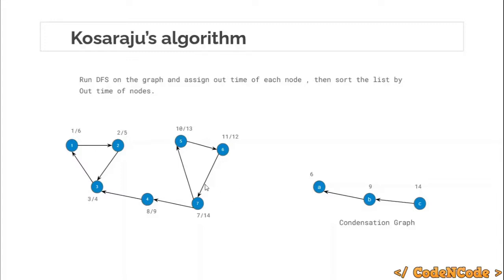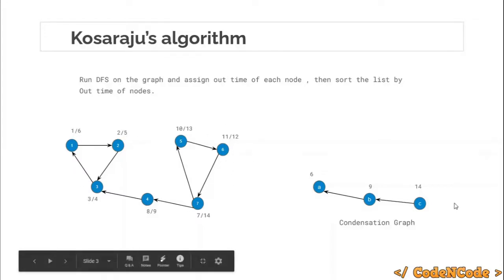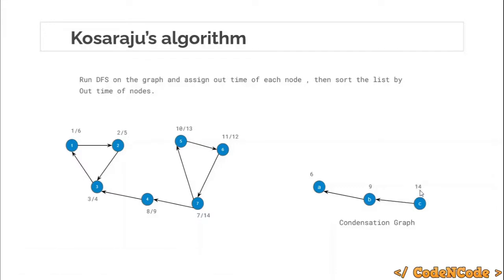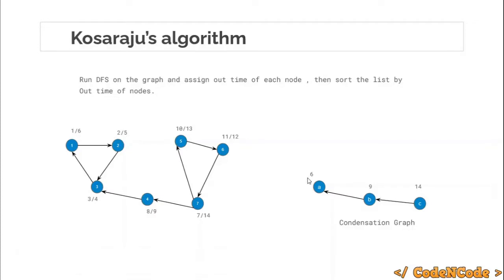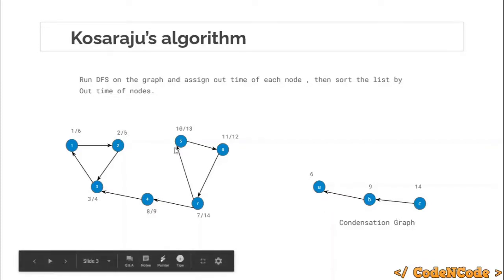When we left off, we knew that if we run DFS on the transposed graph, on the strongly connected component which has 0 in degree, then only the nodes of that strongly connected component will get traversed. For example, this is a graph and this is its condensation graph. I have also mentioned their out times: the out time of this strongly connected component is 14, of this one is 9, and of this one is 6. So this is the condensation graph, and this is the original graph.